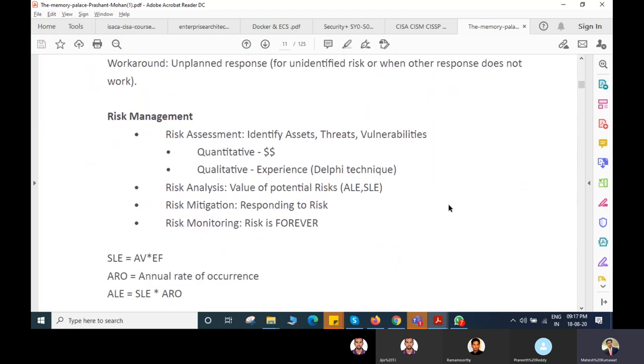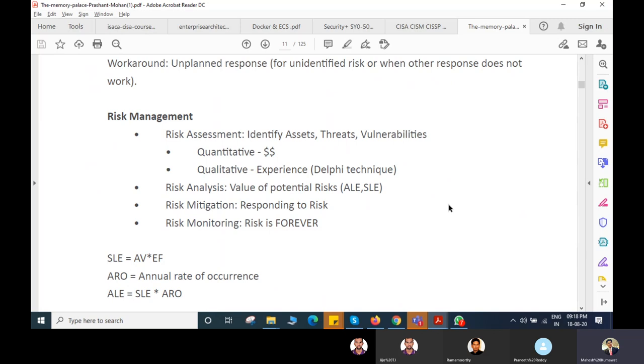Risk management starts with assessment: identify assets, threats and vulnerabilities. Once you go for the risk assessment, you identify the assets, and then threat modeling comes into the picture. The company has different types of assets, and you need to think about the different threats. Suppose the firewall has open ports, or a particular database has data leakage, or you find vulnerabilities in the IT platforms.